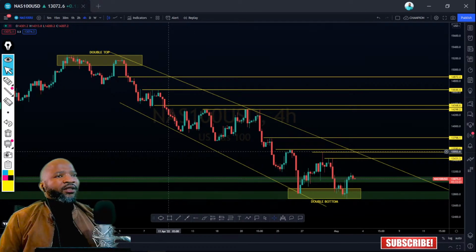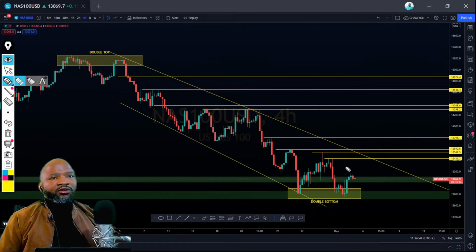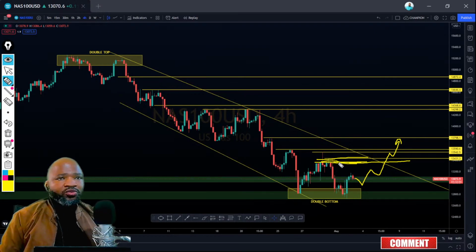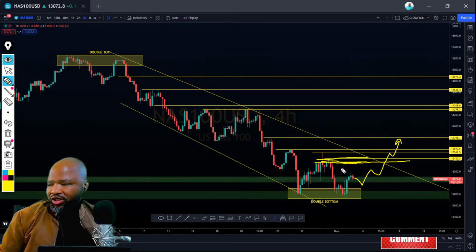I like what I see with this. If this double bottom is respected, the price is obviously going to push towards the upside. The bearish trend is about to form. We just have to wait to see if our price will break this level. If our price breaks this level, then we would be having a break of structure. This would be our break of structure.